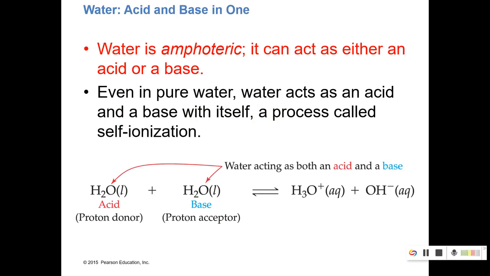Last thing, just remember water's amphoteric. Amphoteric means it acts as an acid and a base. Water is not the only compound that's amphoteric, but it is one of the most common amphoteric substances.